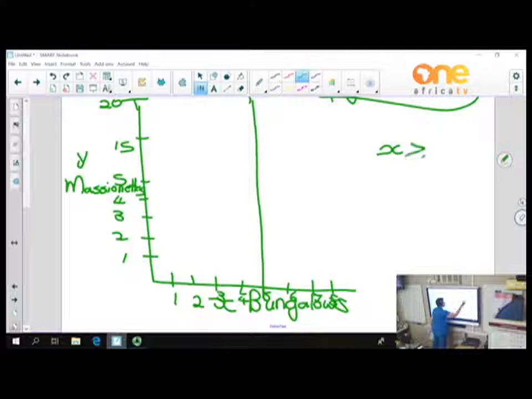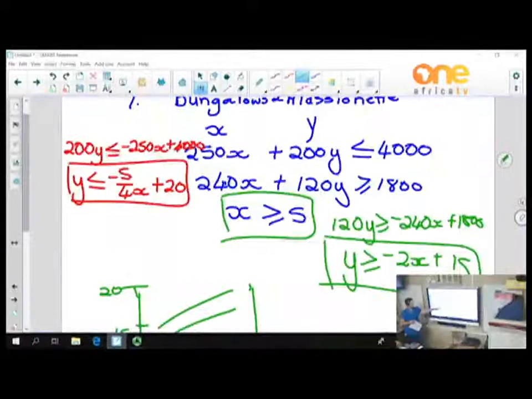X is more than or equal to 5. Which side will I shade? To the left. Okay? Shade to the left. This is the third line that we're going to draw now: at least 5 bungalows. Shade to the left. Okay?